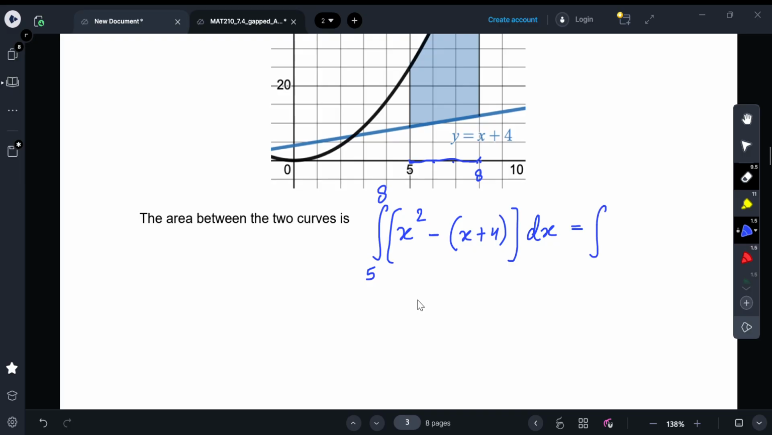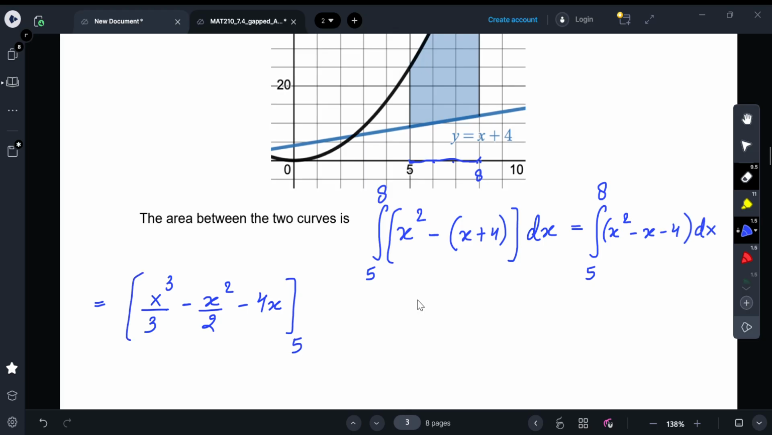Let me simplify it a little bit. So I got x squared. Be careful with the negative. So negative x, negative 4, right? dx. Apply the rules of integration. It's x squared, add 1 to the power, divide by it. Same thing here, add 1 to the power, divide by it. Same thing, constant becomes 4 times x. And then I don't add a c here because I'm looking for the area. Area should be a value, a number.